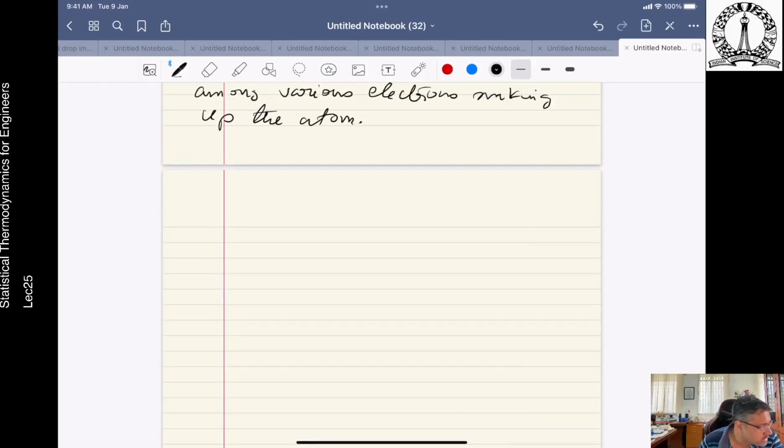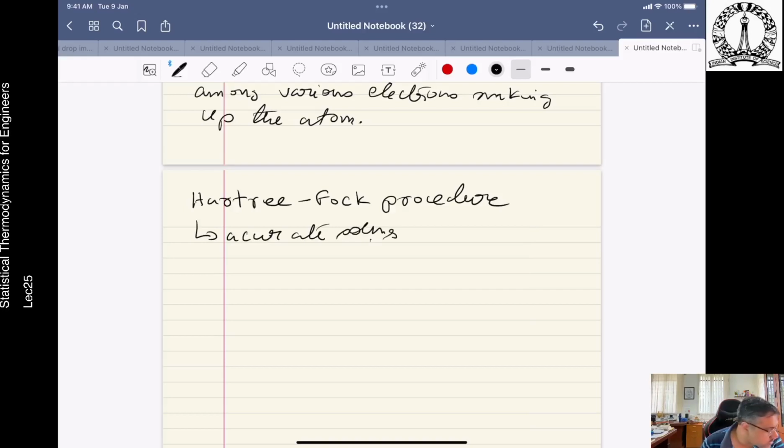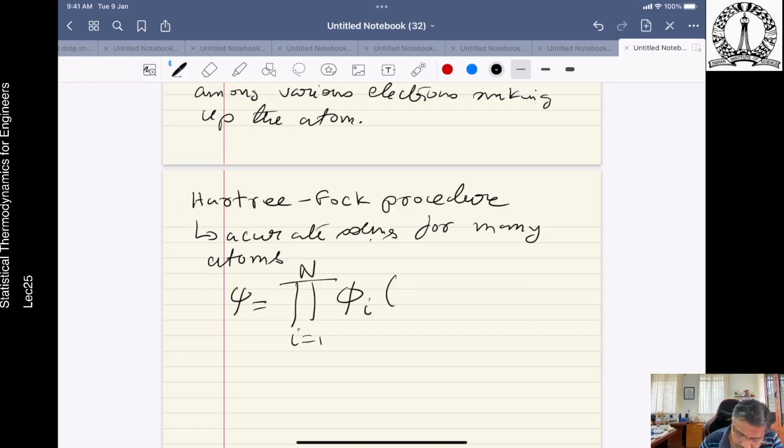It is not always easy to find solutions to this. So there is a process called the Hartree-Fock procedure. What does this procedure actually do? We use the Hartree-Fock procedure to find accurate solutions for many-electron atoms. It is usually done like this: the total wave function is a product over i equal to 1 to n of independent wave functions, represented by some phi of r i. So overall wave function is a product of independent wave functions.